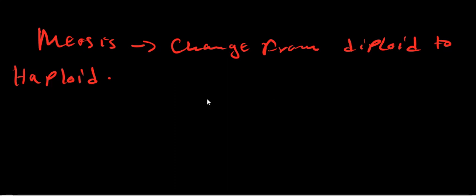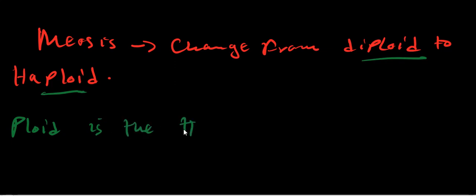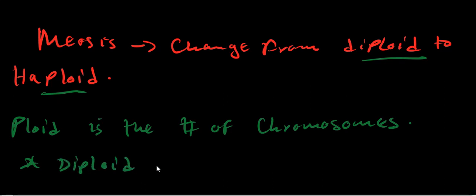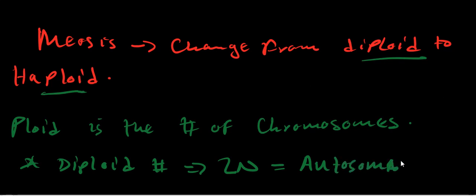So there is a keyword here. You can see from both names there is the word ploid, diploid, haploid. The word ploid just refers to the number of chromosomes. Don't get confused. It's just the number of chromosomes we are talking about in the cell. So now, when we talk of diploid number, the diploid number of chromosomes is simply said to be 2n, and this is found in the autosomal cells.